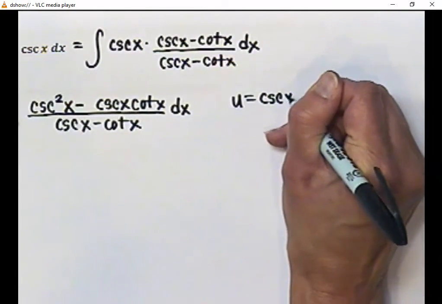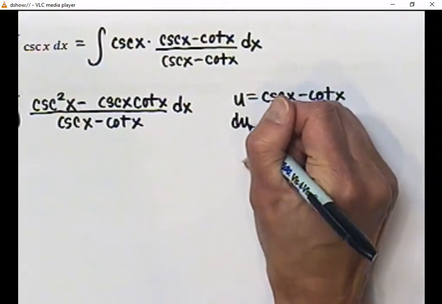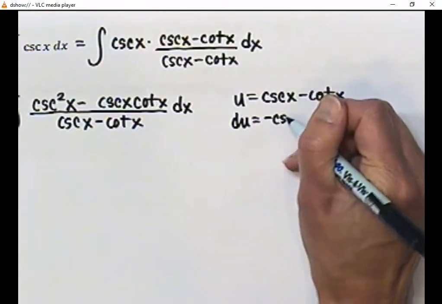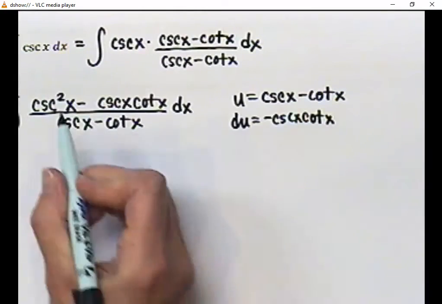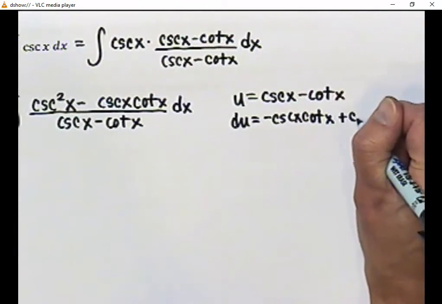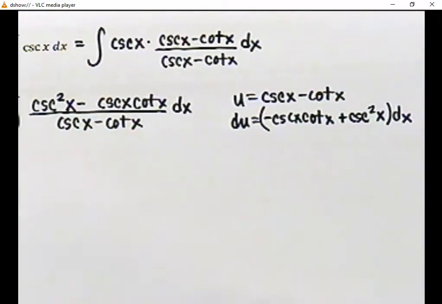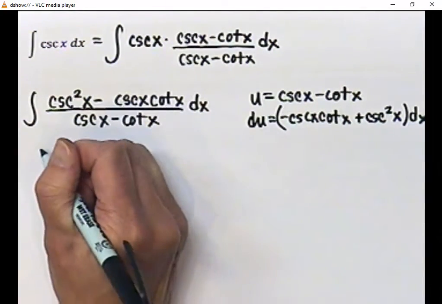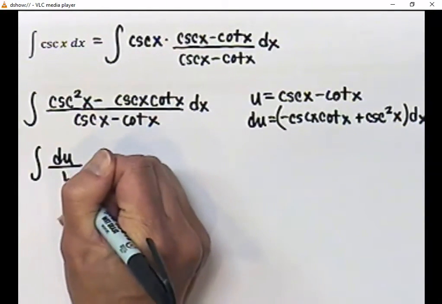So if we let this be our u, cosecant x minus cotangent x, then du is negative, the derivative of this is negative cosecant cotangent x, and the derivative of cotangent is negative cosecant squared, so that will make it positive there. And it will match up exactly to the numerator again. Don't even need to adjust signs. So that's why we chose cosecant minus cotangent. So this one will work the same way. You'll get du over u.